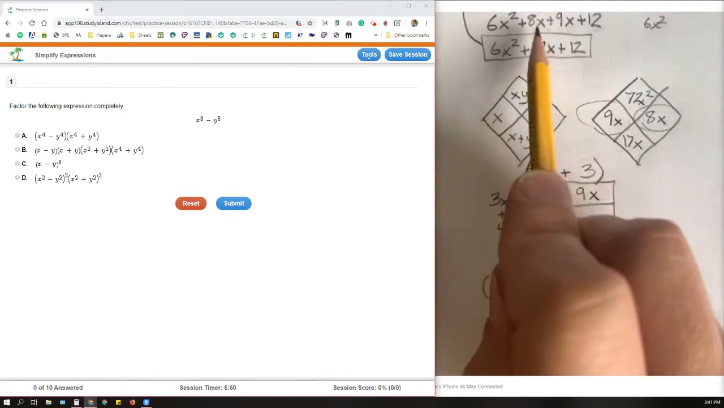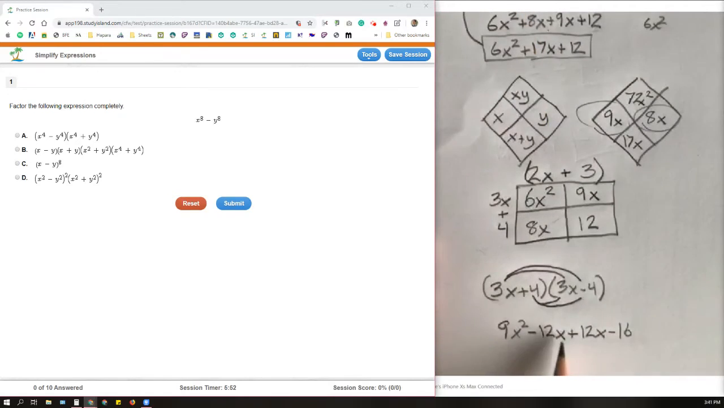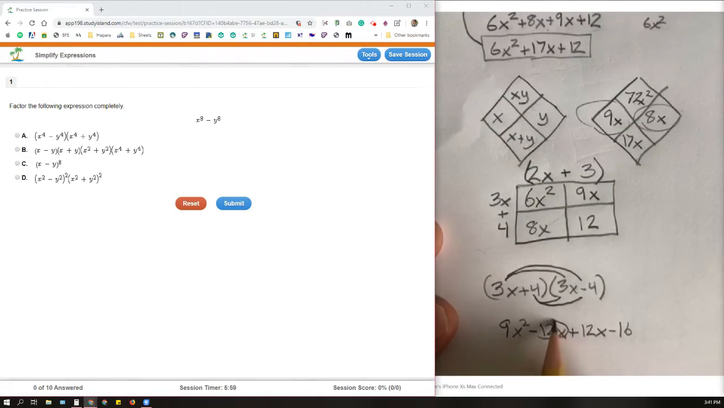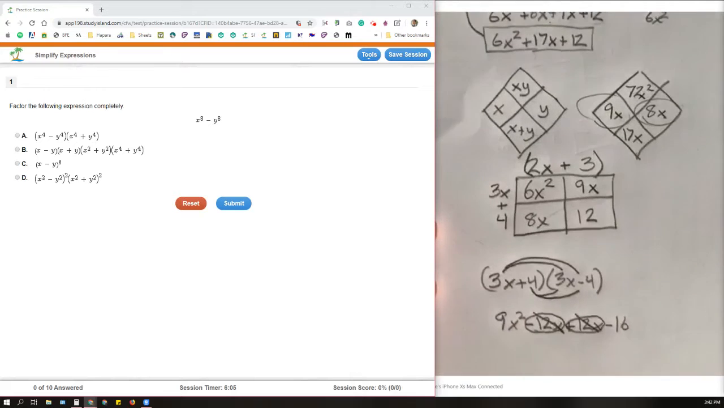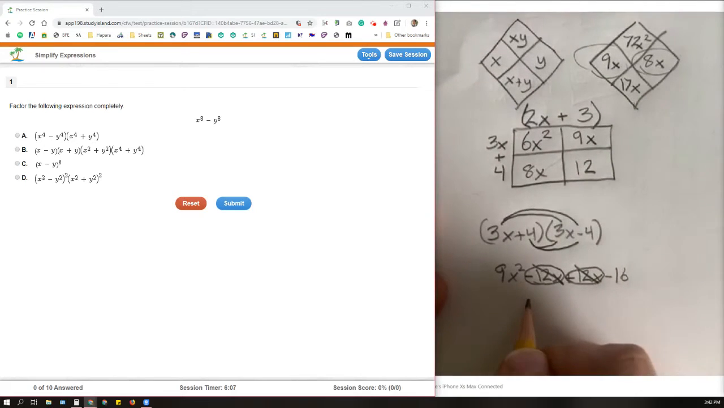And just like before, we can combine the two middle terms together. But unlike the previous one, these two will cancel each other out. Negative 12x and positive 12x make 0. So when I combine those together, I get nothing. They're just gone. So the only thing that I have left is 9x squared and then minus 16.